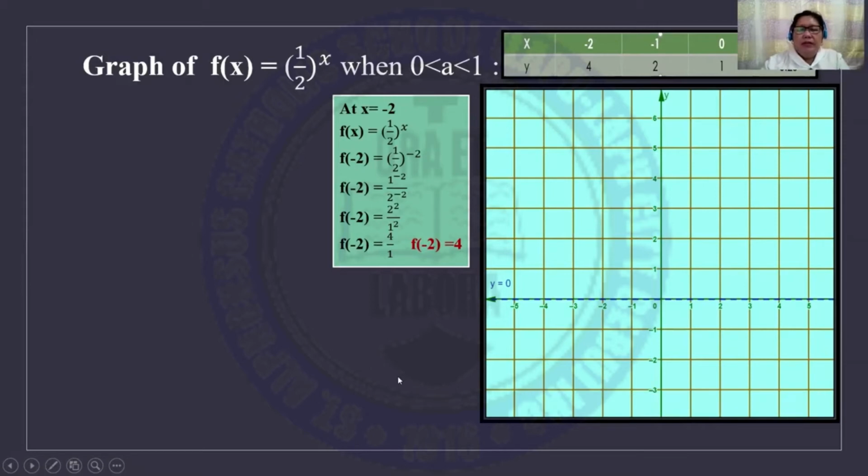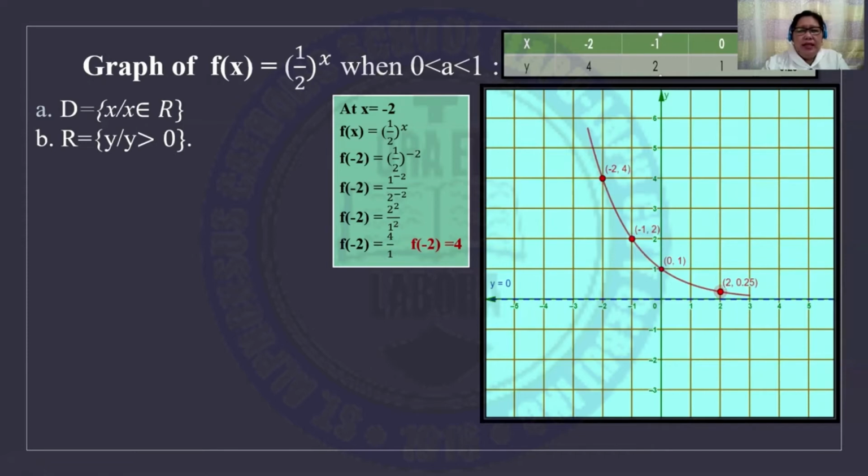So let us have another graph and then connect with a curve. So there you have (-2, 4), (-1, 2), (0, 1), (2, 0.25), and then with a smooth curve. Let us identify now the properties. The domain is equal to the set of x such that x is an element of real numbers. The range is equal to the set of y such that y is greater than 0, because still the graph did not cross the x-axis.